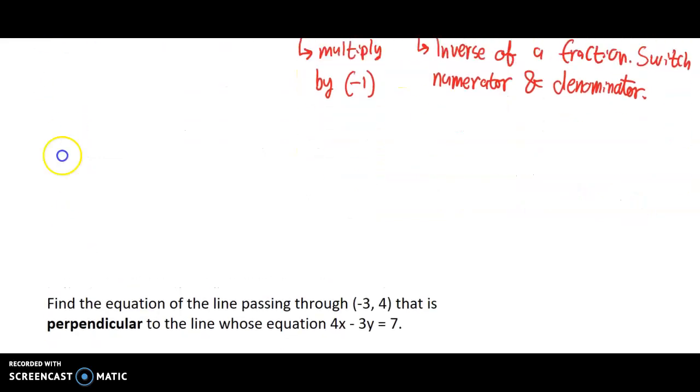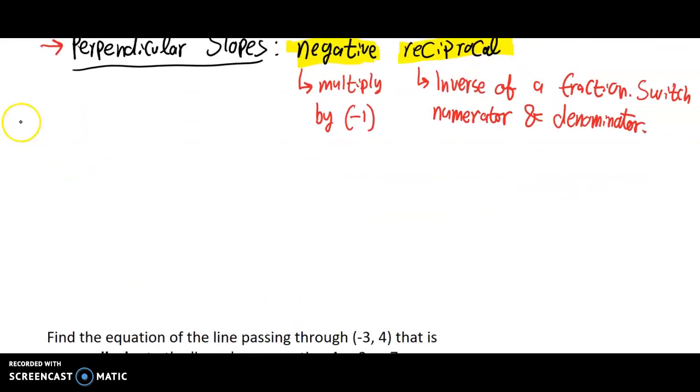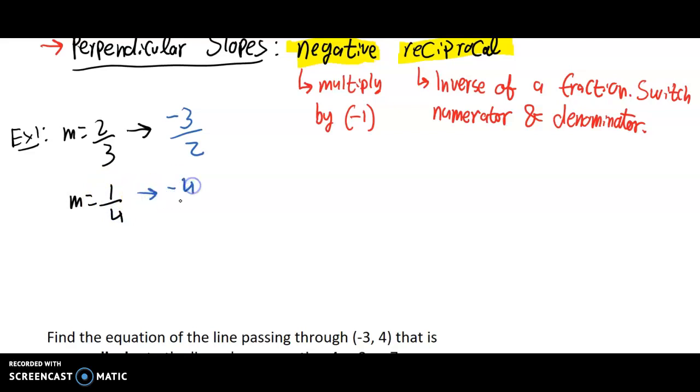All right. We're going to do some really quick examples just converting perpendicular slopes. So we'll write example 1. I tell you that the slope is 2/3. The negative reciprocal is -3/2. If we have a slope of 1/4, the negative reciprocal is -4/1, or just -4.